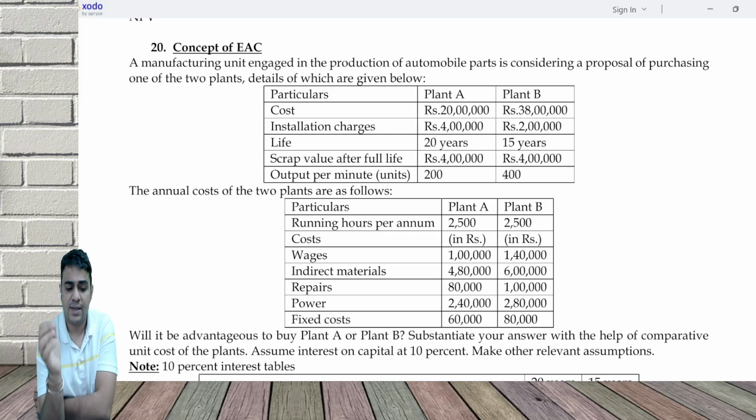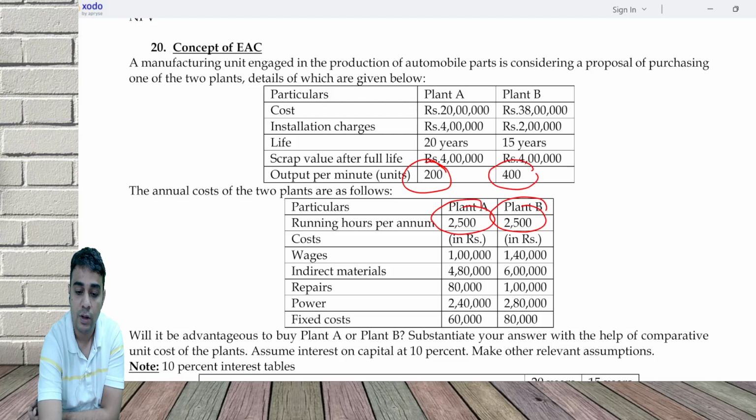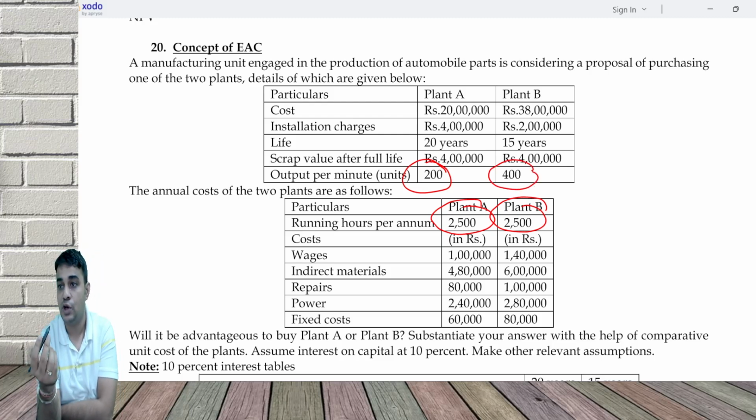They're asking, will it be advantageous to buy plant A or plant B? I'll quickly discuss the full requirement of the question, maybe you have not gone through it fully. Life is 20 years, life is 15 years. So whether plant A or plant B is better, I cannot answer just by doing the calculation. I need to do EAB or EAC. Then there's another problem in this question: both run for 2500 hours, but this produces less and the other one produces more units. So they are saying substantiate your answer with the help of unit cost.